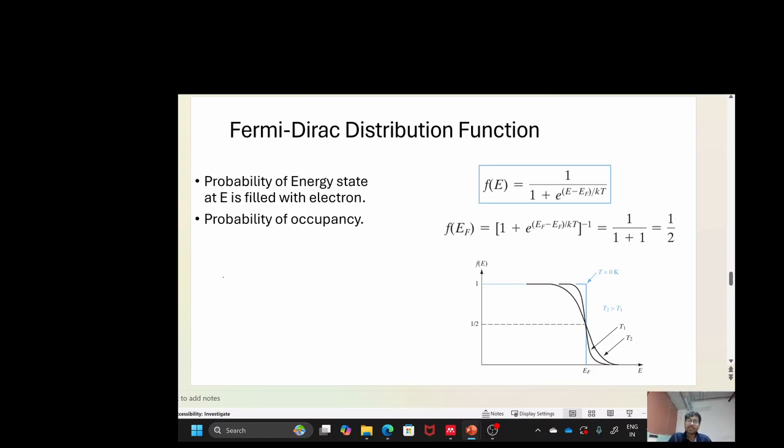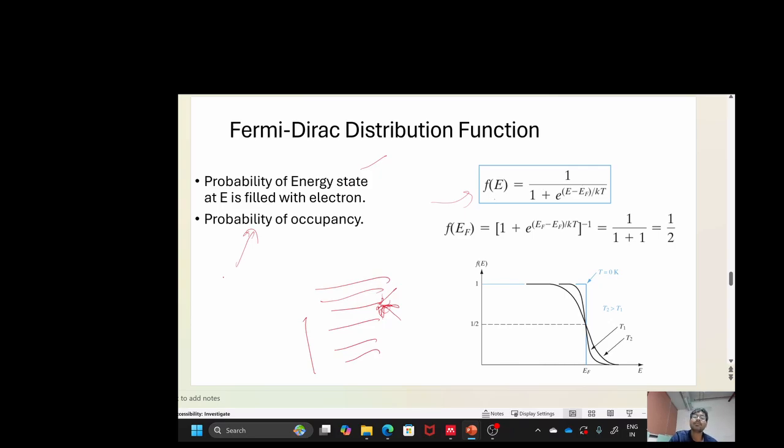The Fermi-Dirac distribution function is nothing but the probability of finding an electron at the energy state E. These are the energy states. The Fermi-Dirac distribution gives the probability that an electron can occupy this state. Or we can say it is the probability of occupancy by the hole or by the electron. This Fermi-Dirac distribution is given by this formula.